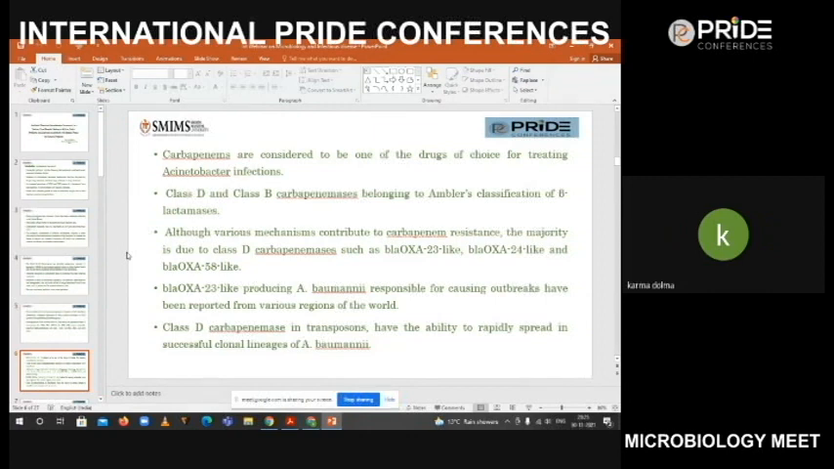And BLA OXA 23 is responsible mostly for causing outbreaks and has been reported from various parts of the world. Class D carbapenemases in transposons have the ability to spread rapidly in successful clonal lineages of A. baumannii. Thus, the successful development of efficient antibacterials requires a better knowledge of the resistance mechanism.